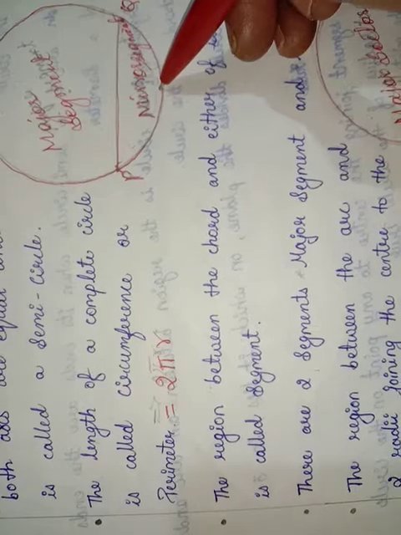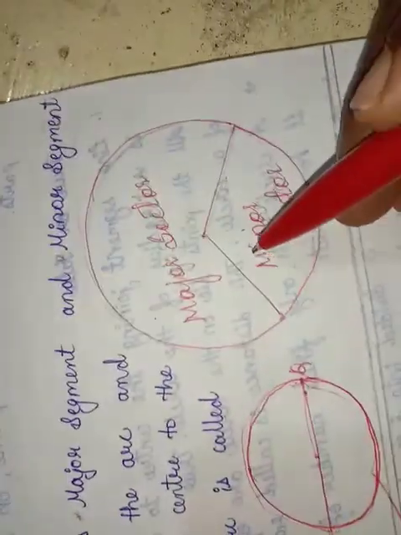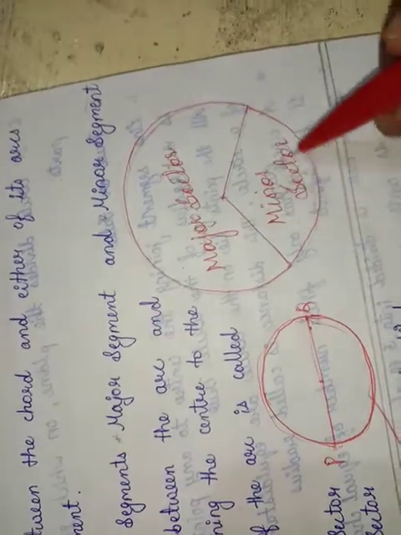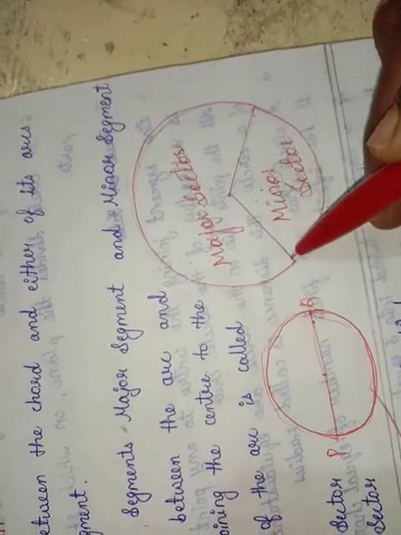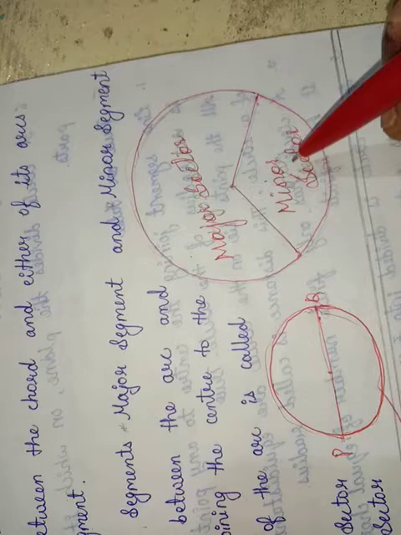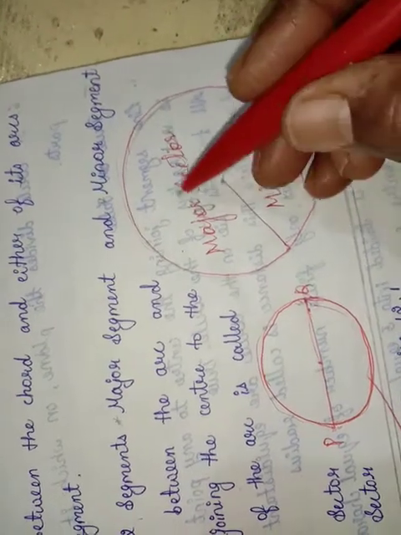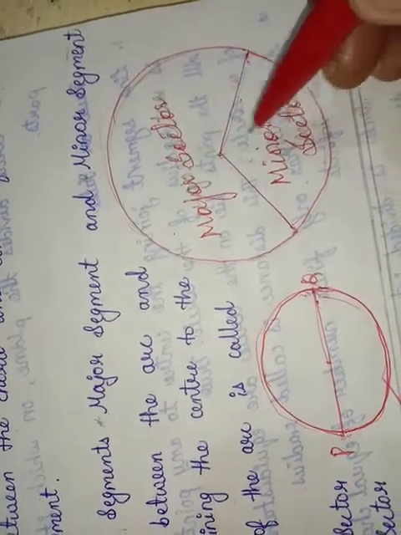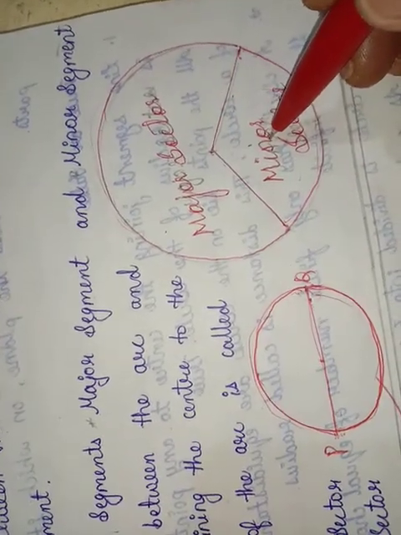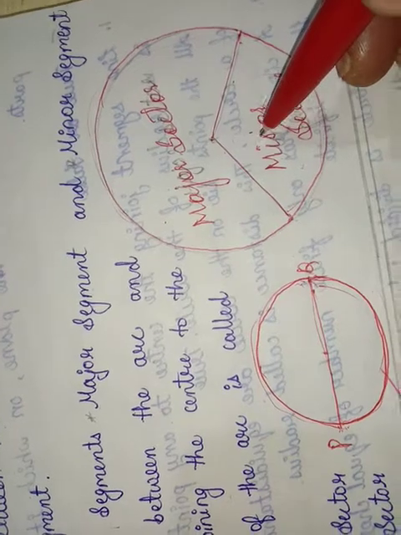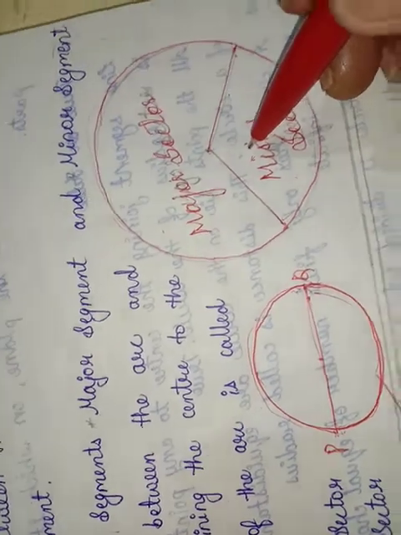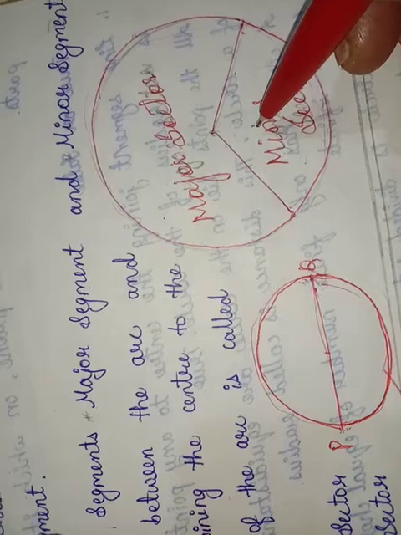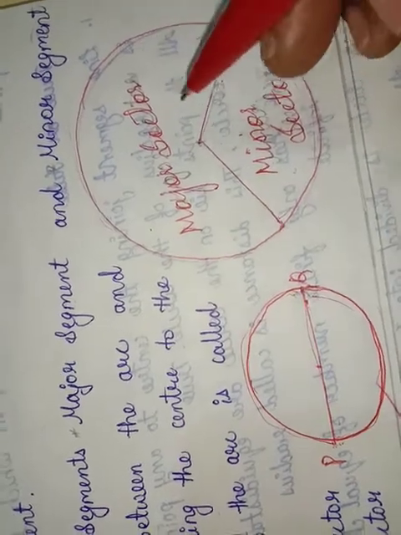And the region between the arc and two radii, here you can see, this is the arc, and two radii is nothing but a sector. It is called a sector. So in this also we have two types of sector, major sector and minor sector. Okay, this is what you need for this lesson. This is the basic parts of a circle.